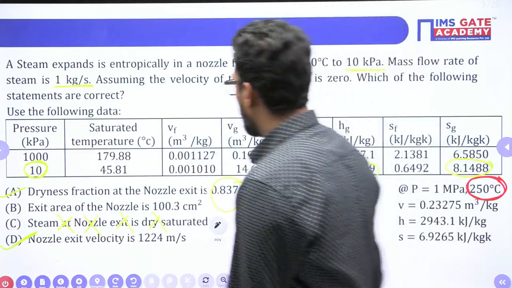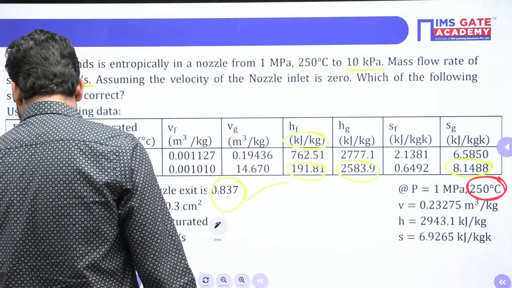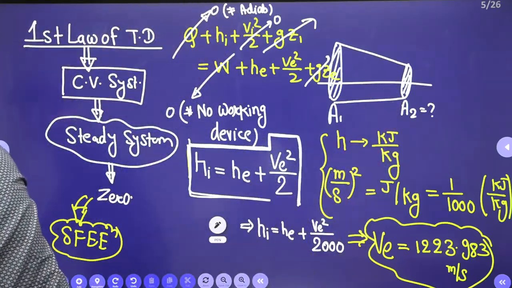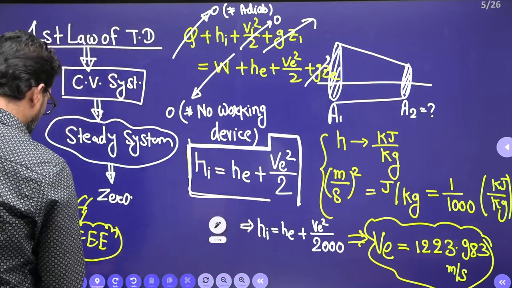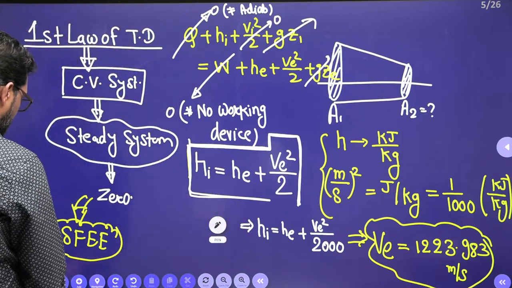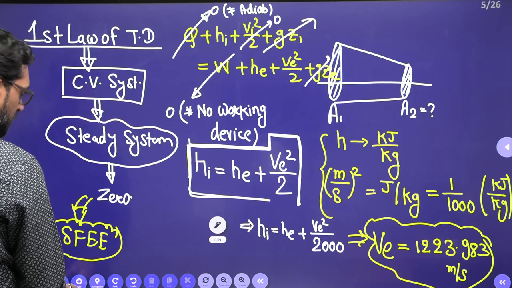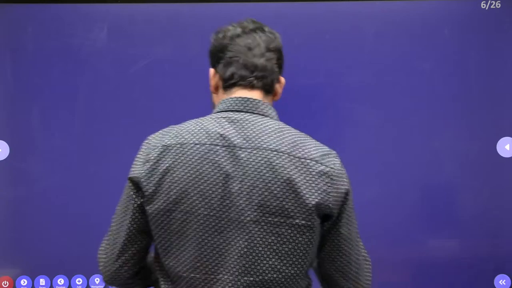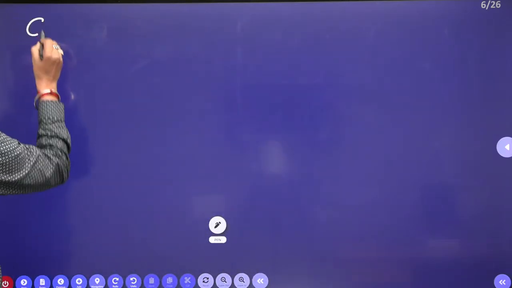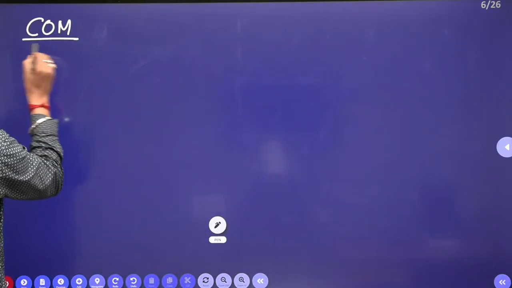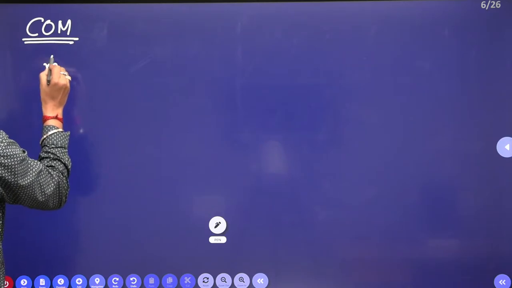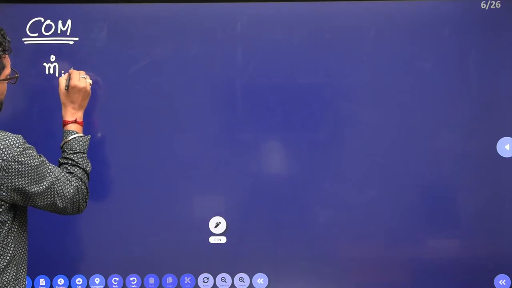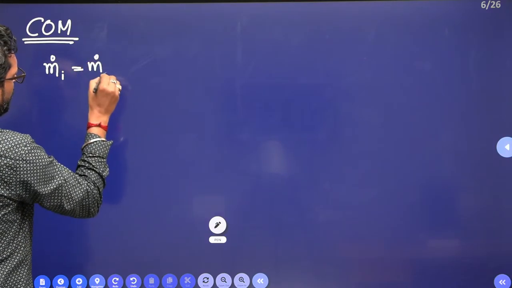Now, the exit area of the nozzle. How to calculate the exit area of the nozzle? See, we know that, what is that? For the exit area, you have conservation of mass. You have the mass flow rate. So what is the mass flow rate? Conservation of mass, write down: m dot inlet is equal to m dot exit.